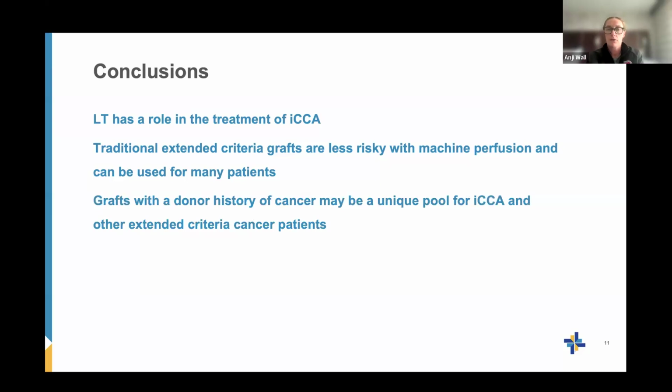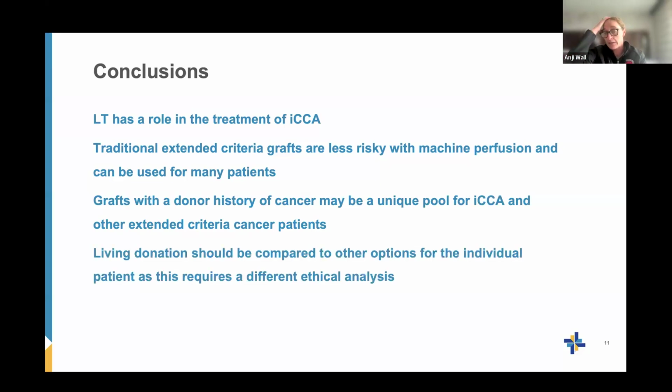But I do think that considering this idea of donors with a history of cancer as a unique pool for our extended criteria cancer patients is a creative way to utilize grafts that would not otherwise be utilized. And then finally, as I said, living donation should be compared to other options for the individual patient.